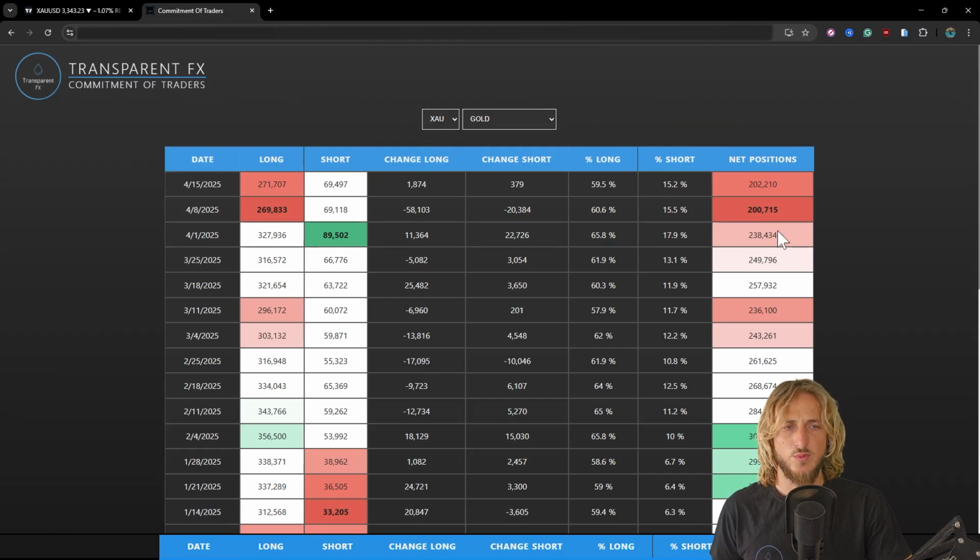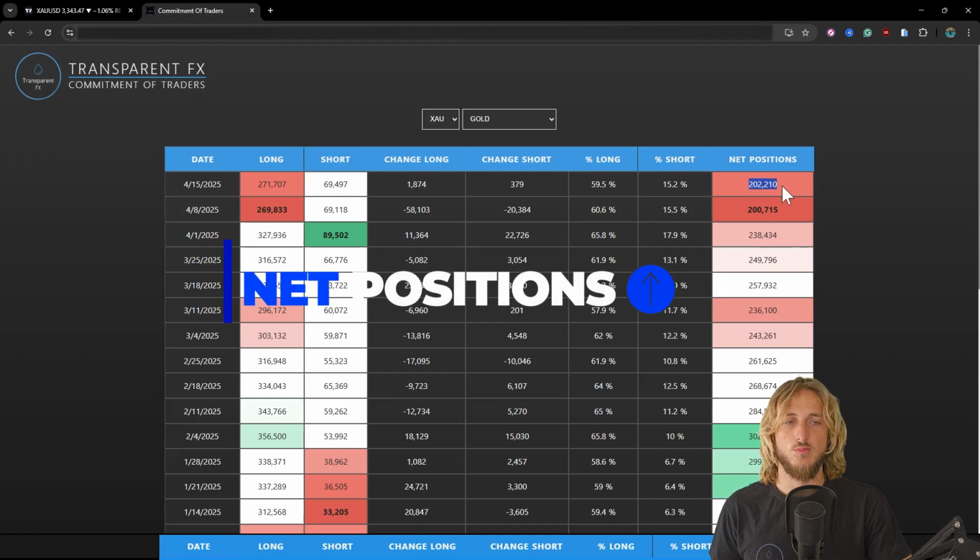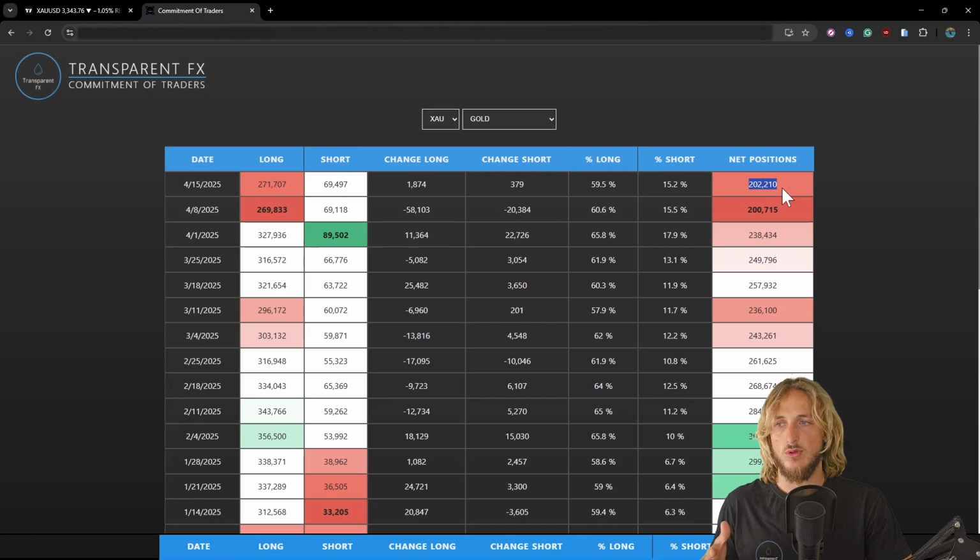Now, for gold here, what we can see is that in the long term, we still have 202.2k net positions. This shows how there is a huge amount of longs compared to shorts on gold. 271k longs compared to only 69k shorts. So institutions are still aggressively positioned to the bullish side of this market with 1,800 longs added just with the last report.